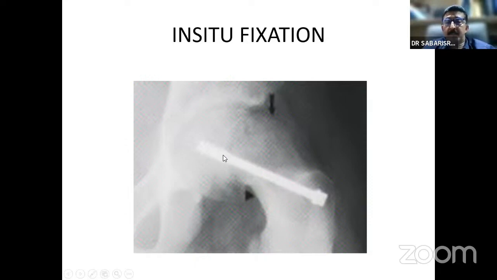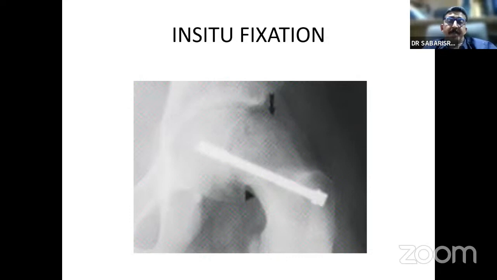Because the threads of the screw will crush the physis, and that will lead on to premature closure of the physis. That means your aim is early physeal arrest. That means you want to close the physis at the earliest so that further slip is prevented. So that's called in situ fixation. The treatment is actually in situ fixation with a single cancellous screw.